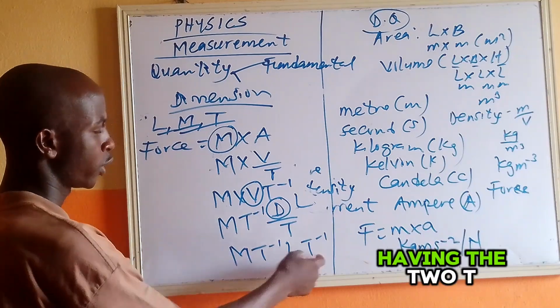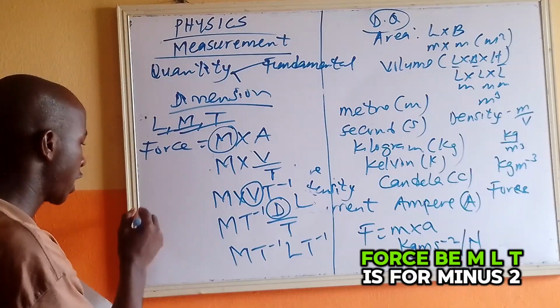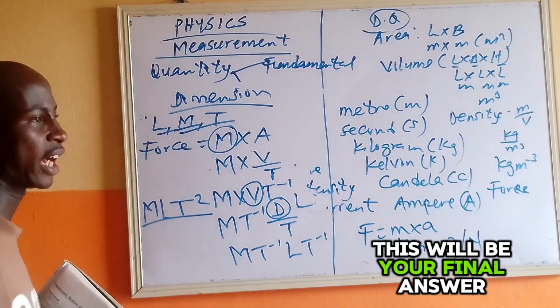Since you are having the 2t, you can put them together. So the dimension for what? Force will be m l t raised power minus 2. This will be your final answer.